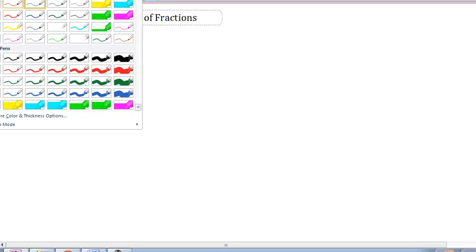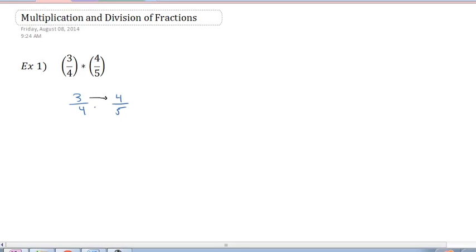and when we multiply, we're going to multiply numbers on the top and multiply numbers on the bottom, and we would get 12 over 20, which reduces, because we always want things in lowest terms, to 3 over 5.